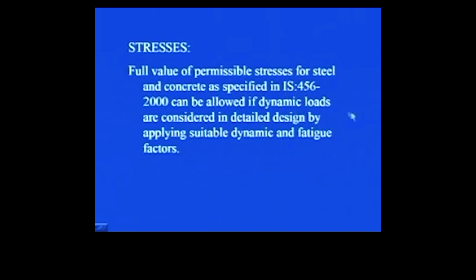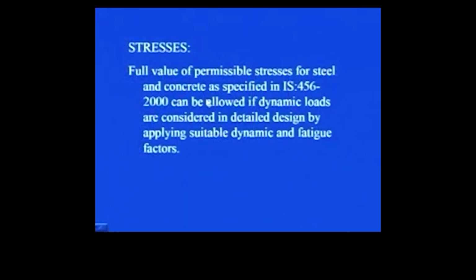You see, this IS 456-2000 deals with the stresses which are generated in the concrete block. So in case you have taken the dynamic loads and their fatigue behavior into consideration, then you can use the full value of permissible stress for steel and concrete as it is specified in IS 456. So you have to keep in mind that you have to have a detailed design in which you have a suitable measure for dynamic and fatigue behaviors.